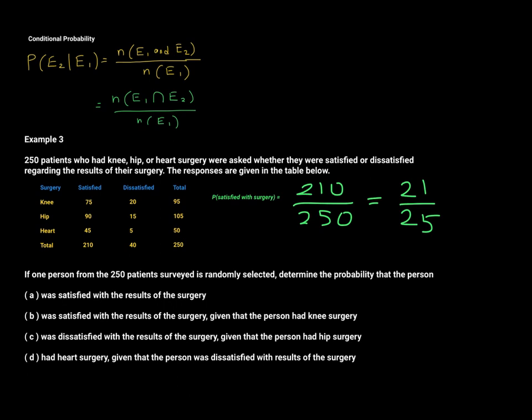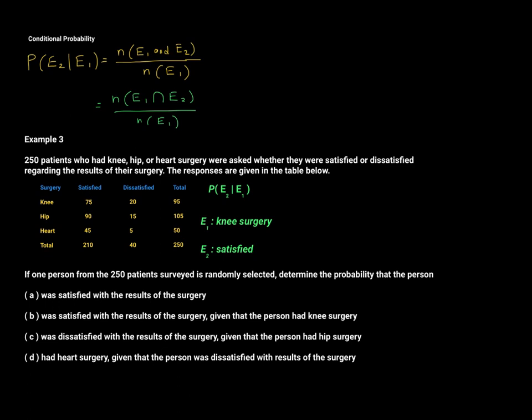Now, the rest of these, parts B, C, and D, are conditional probabilities. And I'm going to have to use this formula up here. Okay? All right, here we go. What's the probability that the patient is satisfied with the results of the surgery given that the person had knee surgery? Okay, so the part that we are given is that the person had knee surgery. So this is definitely a conditional probability problem, okay?